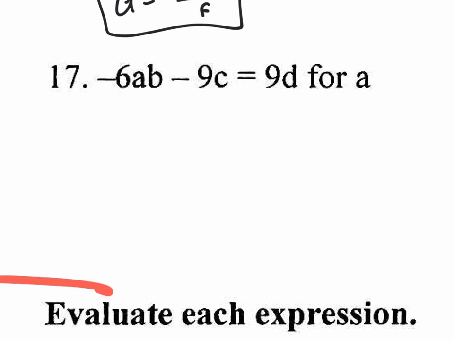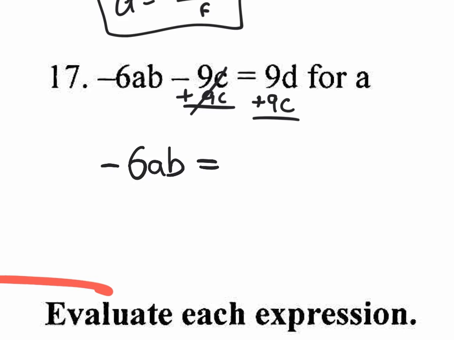And how do we get rid of a -9C? Add 9C. That'll cancel it out. What I do to one side, I do to the other side, plus 9C. Now, the question is, could I add 9D plus 9C? If I have 9 donkeys and I get 9 chickens, I have 18 Dickens? No, it doesn't work, right? So you have to actually just rewrite it. So what do we have left? -6AB equals 9D plus 9C. You can't add it, so you just rewrite it.